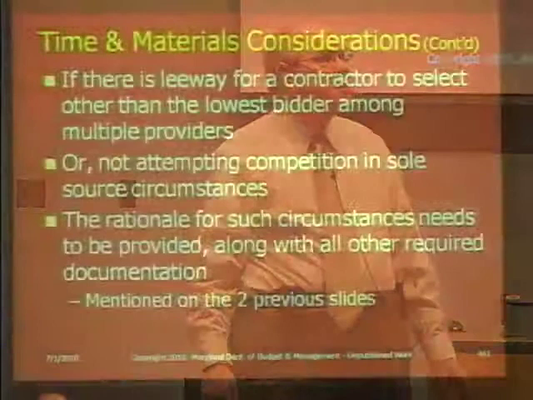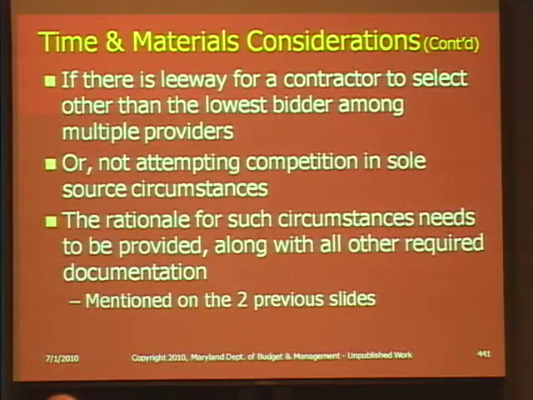Continuing, if there is leeway for a contractor to select other than the lowest bidder among multiple providers, or not attempting competition in sole source circumstances, the rationale for such circumstances needs to be provided along with all other required documentation. What this says is maybe you do not have an absolute requirement that they have to go to 3 bidders, but if they don't go to 3 bidders, they have to come in with a rationale, and you have to approve that rationale before you'll reimburse them for only getting it from 1 supplier. So that's what that says.